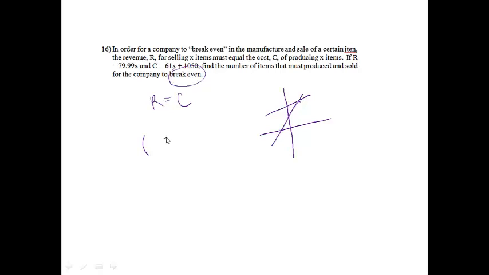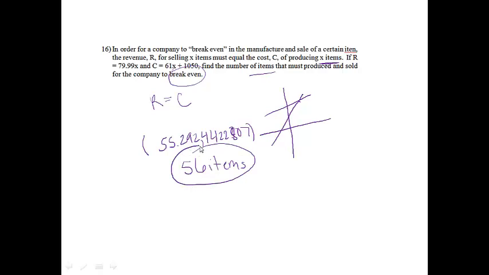I found that they intersected at 55.292 and 4422.83. And then it said to find the number of items that must be produced. It did say that X was the number of items produced, so since we can't produce a part of an item, we would have to produce 56 items in order to break even.